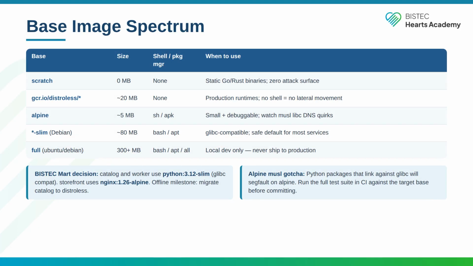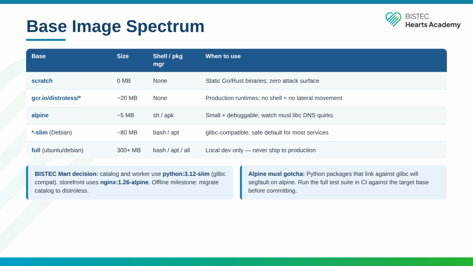Choosing a base image is a trade-off between size, security surface, debuggability, and compatibility. Scratch is an empty base. 0 bytes, no shell, no libc. It only works for statically compiled binaries, Go or Rust services that link nothing at runtime. The attack surface is minimal, but there's no shell to exec into when something goes wrong. Distroless images from Google are around 20 megabytes, no shell, no package manager. They include only the language runtime, perfect for production. You can use docker debug in Docker Desktop when you need to inspect a running container.